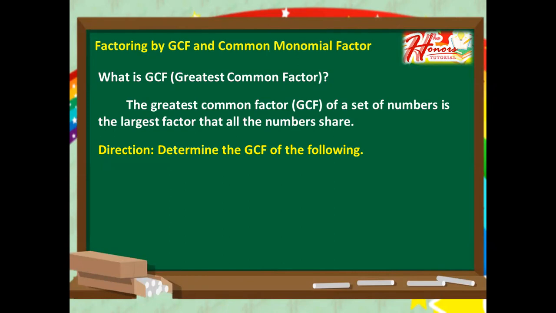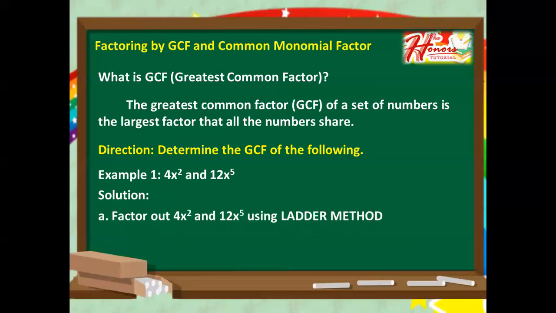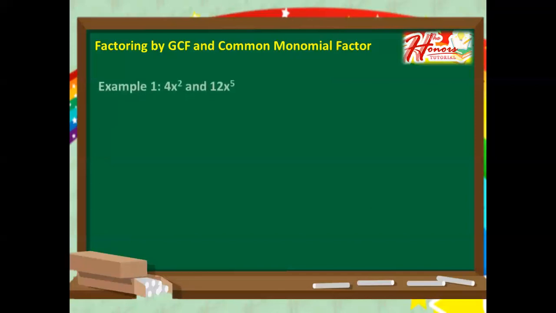Determine the GCF of the following. We have here example number 1, 4x squared and 12x raised to 5. So let's find the GCF. Solution: we have to solve for this separately, and we have to use the ladder method, the continuous division method. Let's factor out 4x squared first.